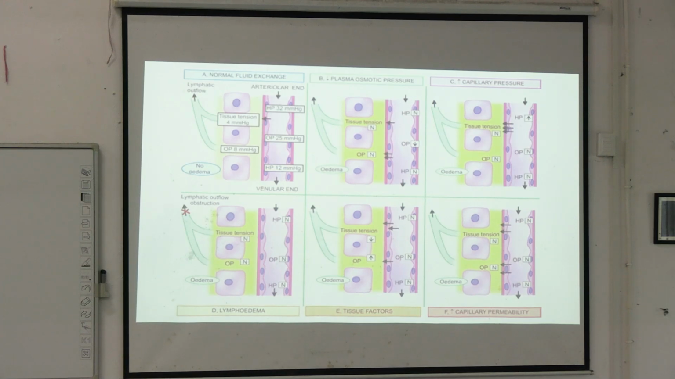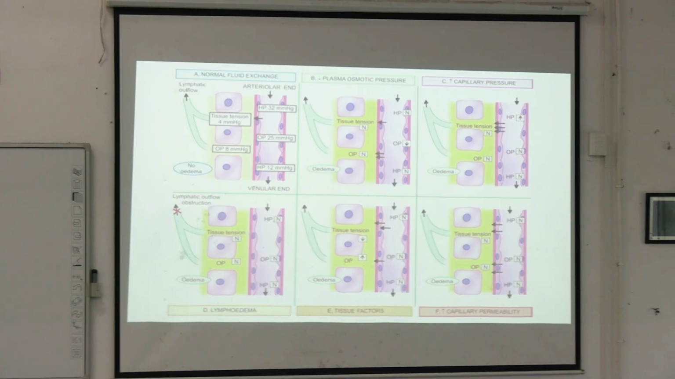The function of hydrostatic pressure is to push water or fluid from the capillary to the organ, and the function of oncotic pressure is to pull the water back, and the osmotic pressure is equal on both sides, arteriolar end and venular end. The function of osmotic pressure is to pull the water or fluid into the capillary. So when increased hydrostatic pressure occurs, fluid will be pushed out from the arteriolar side.